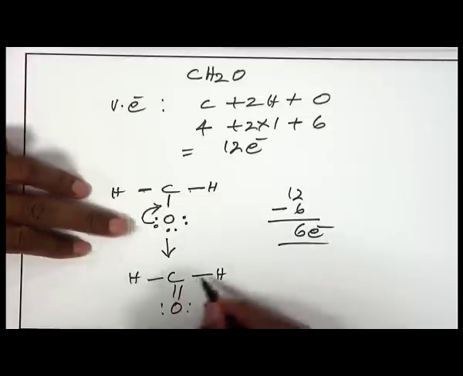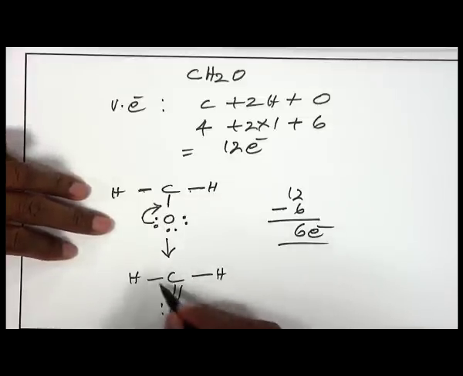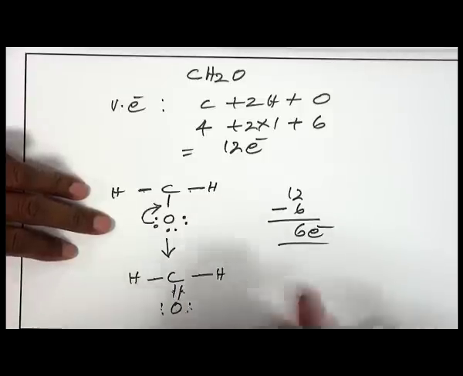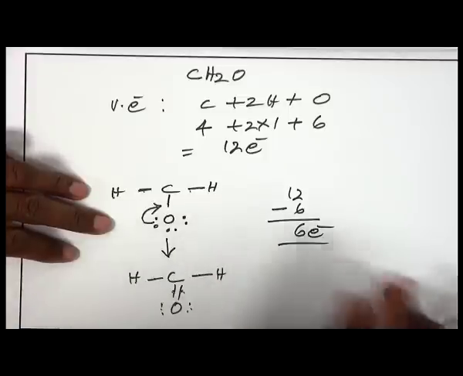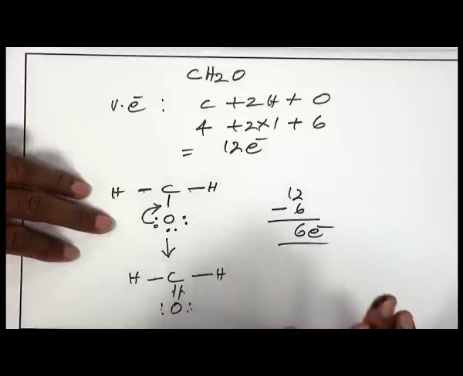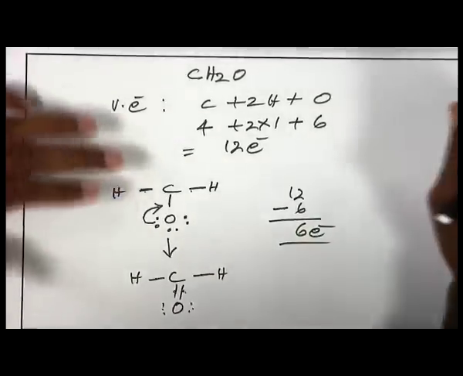Now if you count the number of electrons around the carbon atom, it is 8: 2 electrons, 2 electrons, 2 electrons, 2 electrons. Around the oxygen atom also 2, 2, 2, 2, 8. So the octet rule is obeyed. The molecule is very stable. This is how one has to draw the Lewis dot structure. Thank you.